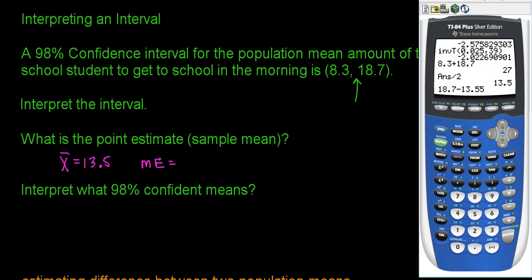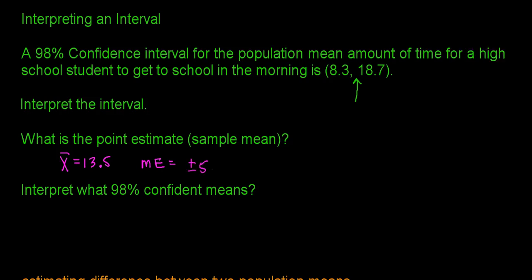Sorry about that mistake there. And that gives me a margin of error of 5.2, or I could take the bottom, 8.3, and subtract away the center. And that would give me the same margin of error, but negative, because again, you go up and down. So my margin of error would be plus or minus 5.2 minutes.